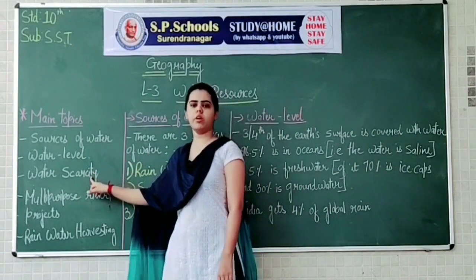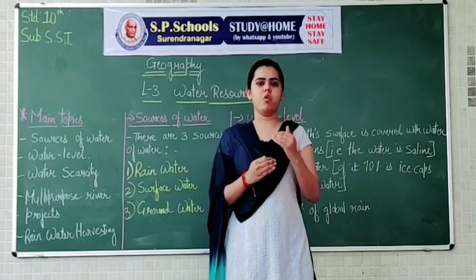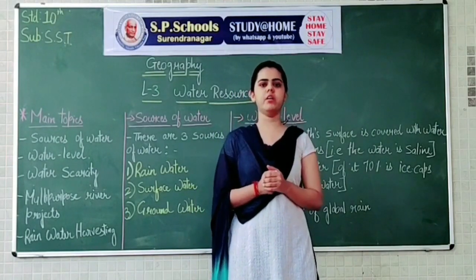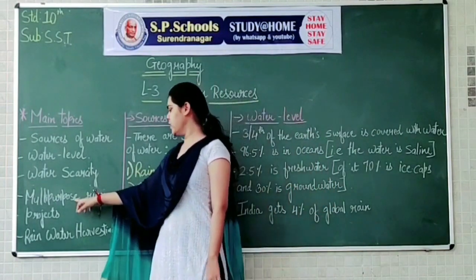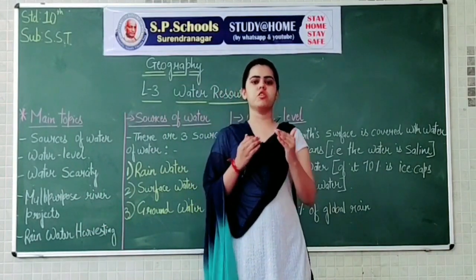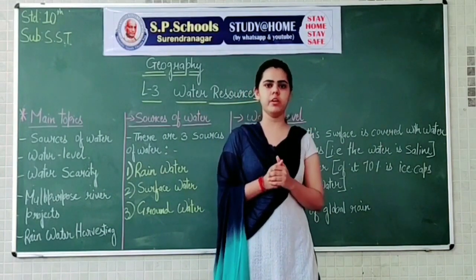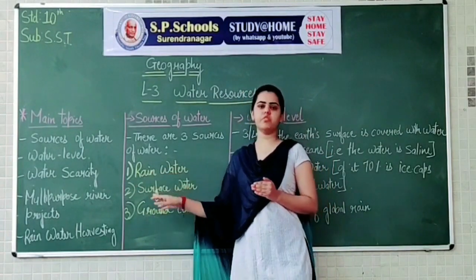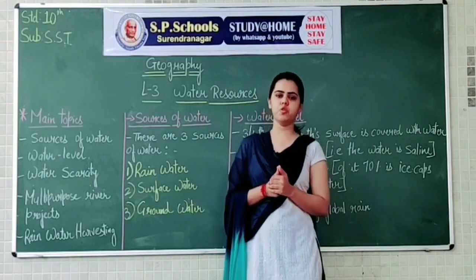The third one is water scarcity, right? Even if you have much of the water on earth's surface, you still have water scarcity. So why? We will study this question in this topic. The next is multi-purpose river projects. Now, there is a water scarcity, so for this you need to conserve the water and you need to do its management. So for this, we'll study multi-purpose river projects, how they help to conserve the water and how they help to manage it.